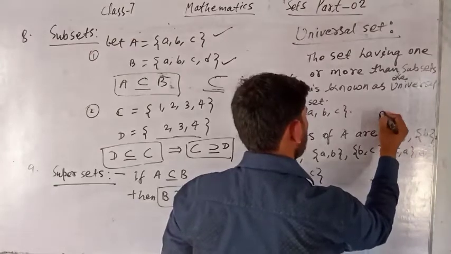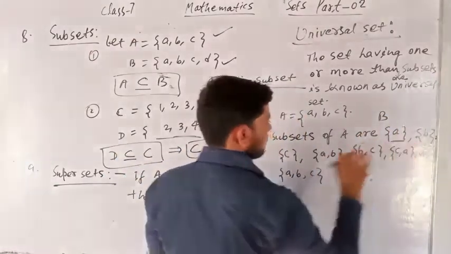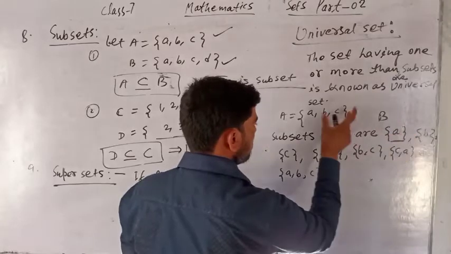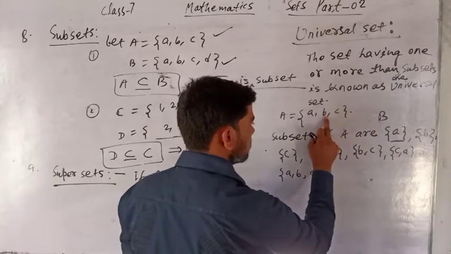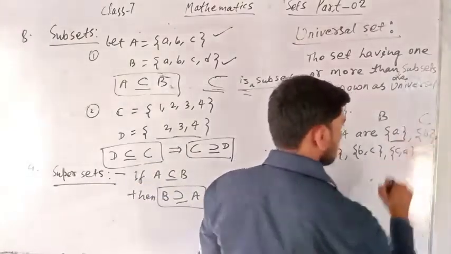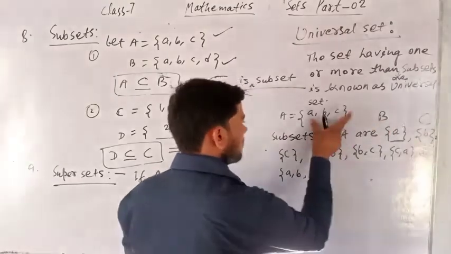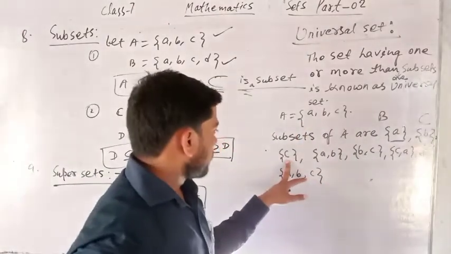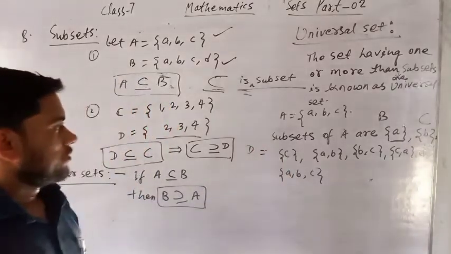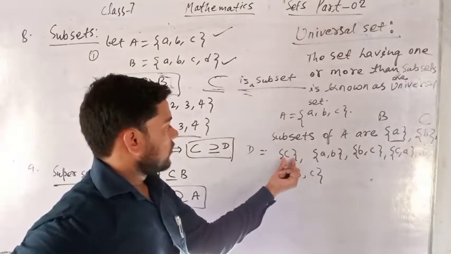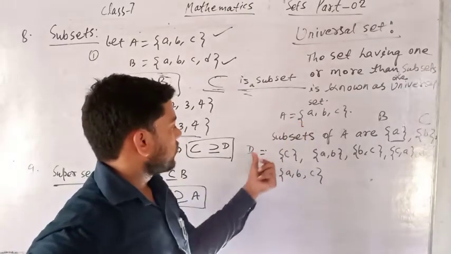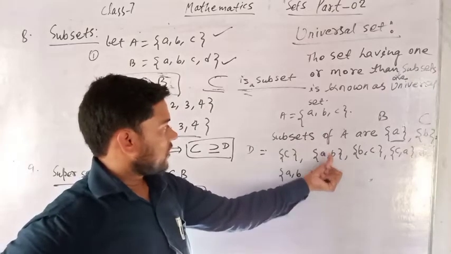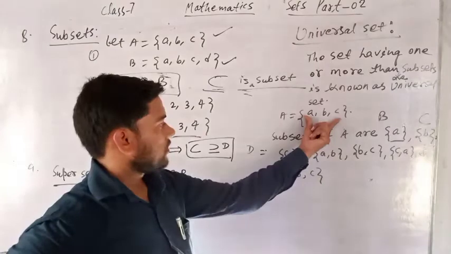See, let it be set B. In set B, a single element is there, that is A, and the element of set B is in set A, that's why B is a subset of A. Suppose it is set C, the element of set C is in set A, so C is a subset of A. Suppose it is D, D = {C}, a singleton set, and the element of set D is in set A, that's why D is a subset of A. Similarly, the elements of this set are in set A, that's why this set is a subset of A.